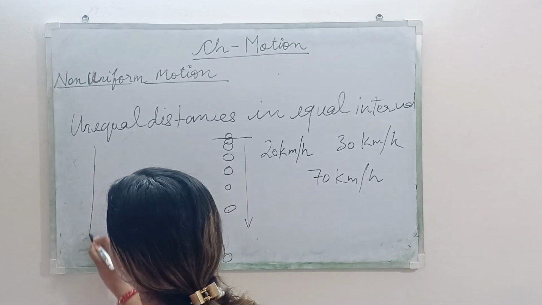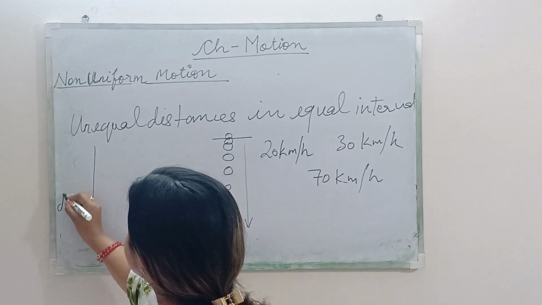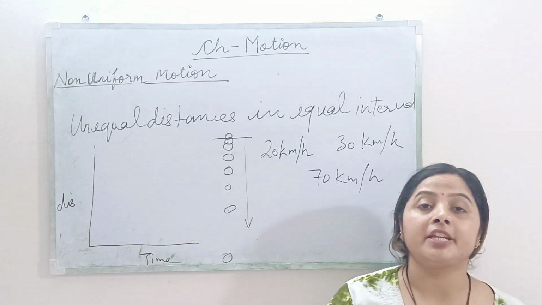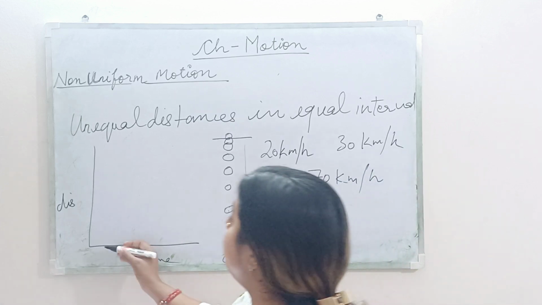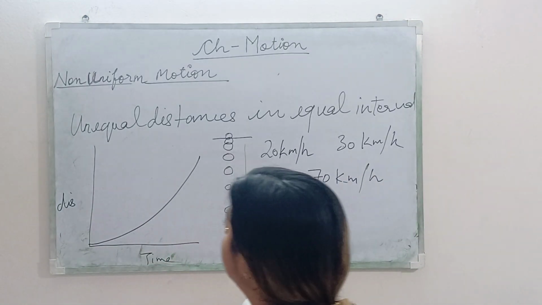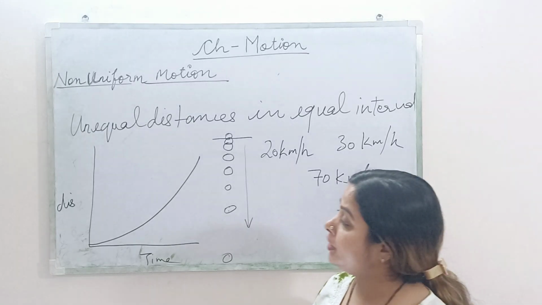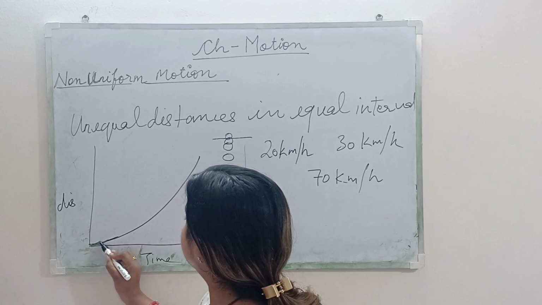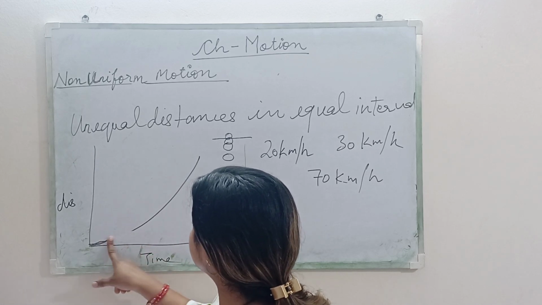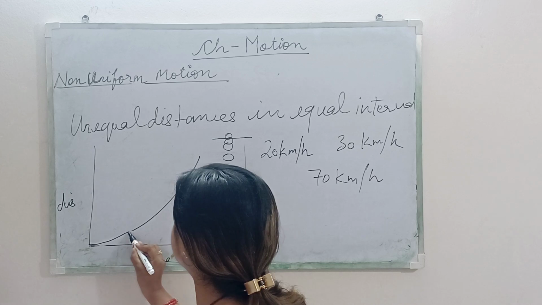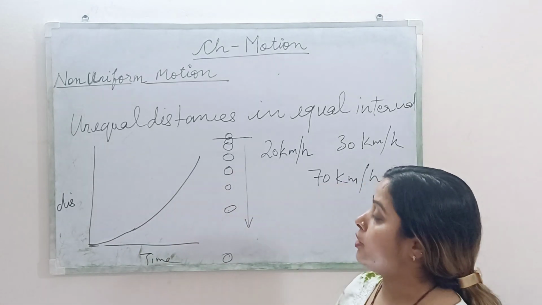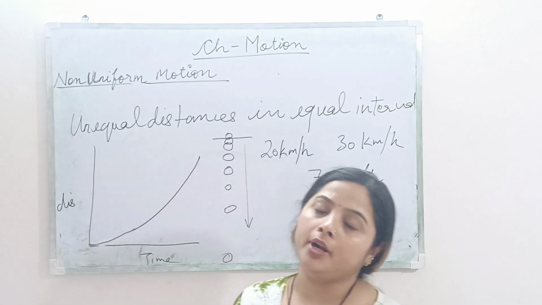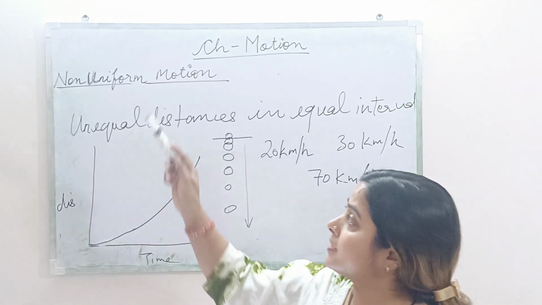Now, the graph between distance and time in case of non-uniform motion is a curved line. It is a curved line. Okay, it is not a straight line, because here the body covers, it is a curved line because here in equal time it covers unequal distances. Alright, I hope it is clear to you.